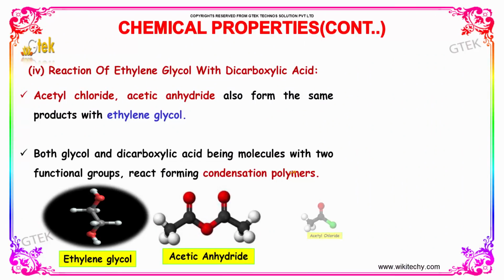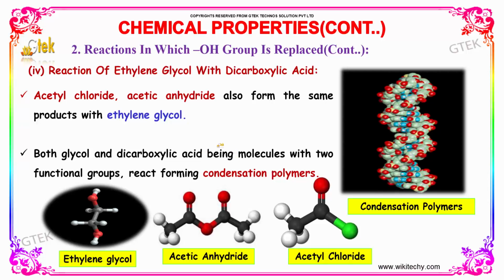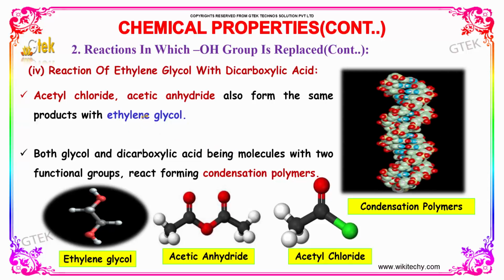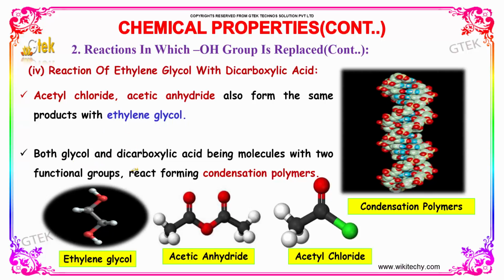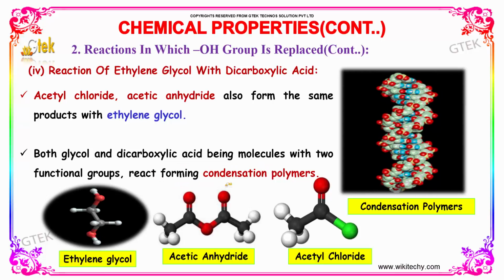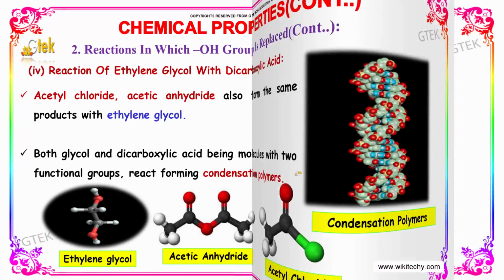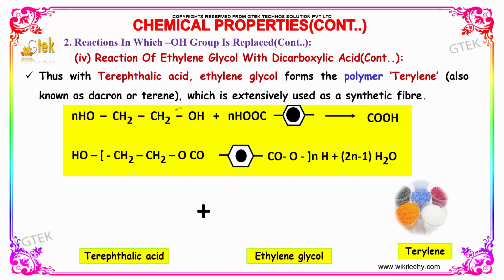Now let us discuss the reaction of ethylene glycol with dicarboxylic acids. Acetyl chloride and acetic anhydride also form the same product with ethylene glycol. Both the glycols and dicarboxylic acid, being molecules with two functional groups, react forming condensation polymers. Thus with terephthalic acid, ethylene glycol forms the polymer terylene, which is also known as dacron or terene. This product is extensively used as a synthetic fiber.